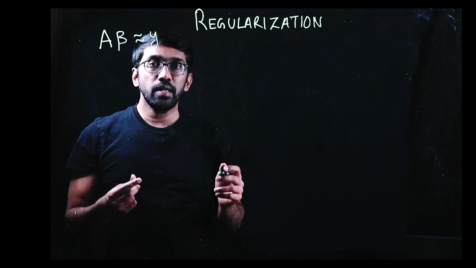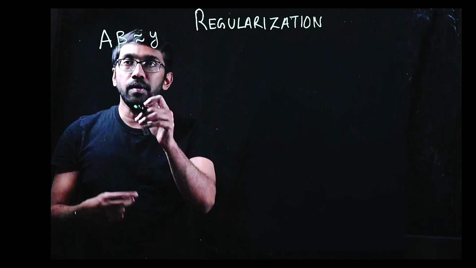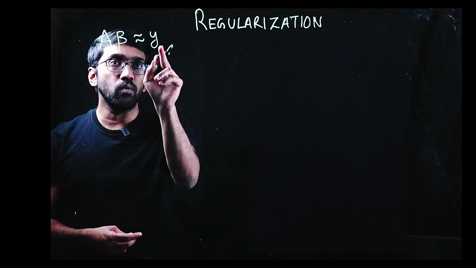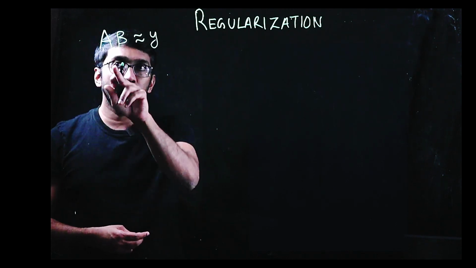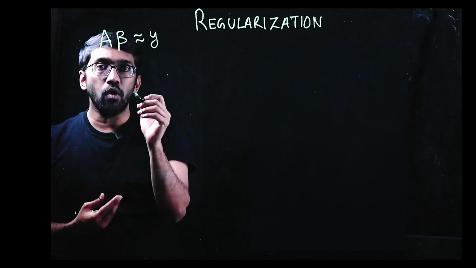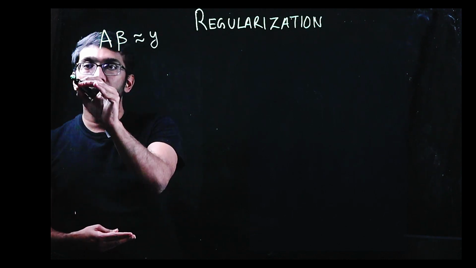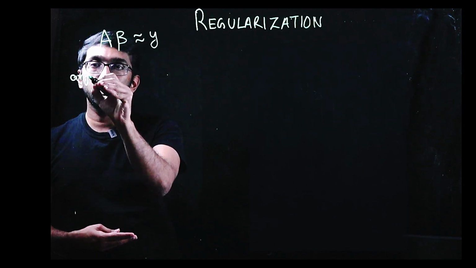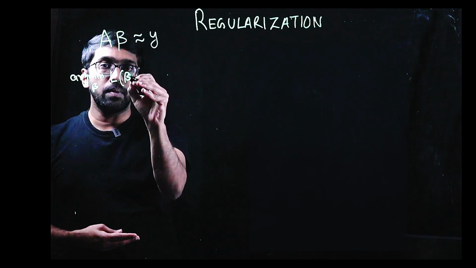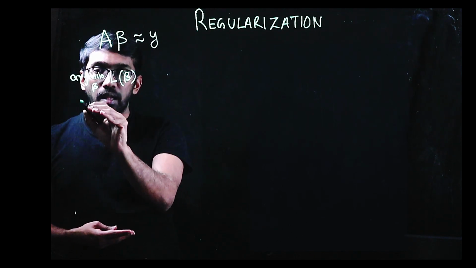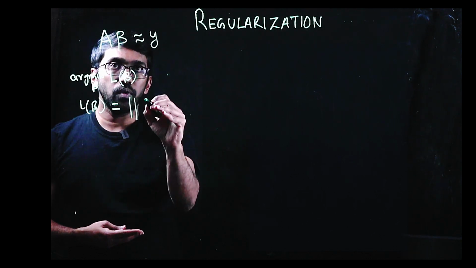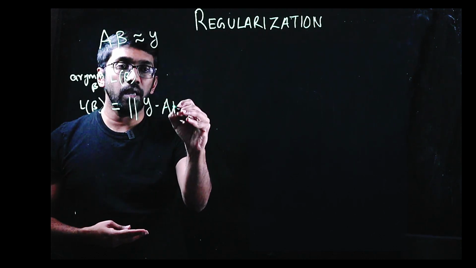So what ordinary least squares based regression tries to achieve here is to find the optimal beta that can best explain y based on the parameters or the features in A. So the objective function of ordinary least squares can be written as argmin of beta, L(beta), where L(beta) is a loss function given as the norm of y minus A beta.